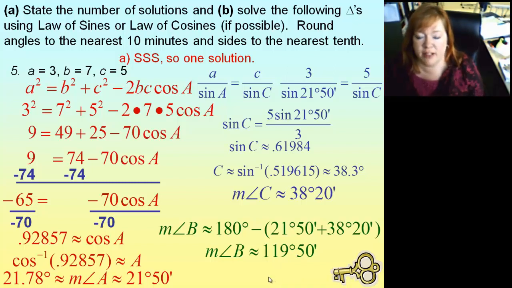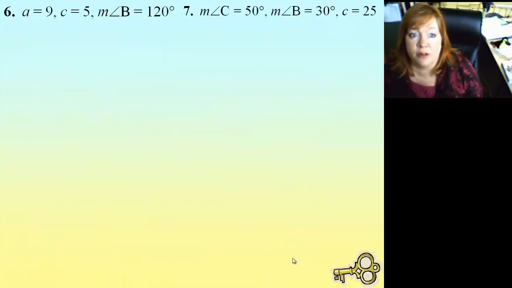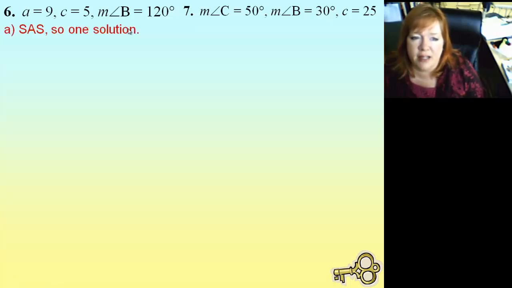And we're on to the next one. Anyway, going on. This one you have side a, side c, and the angle B. So we check it. It's a side angle side. It's not an angle side side, because angle B is included between the sides little a and little c. So there's only one solution. The only time you don't have one solution is when you have an ASS.